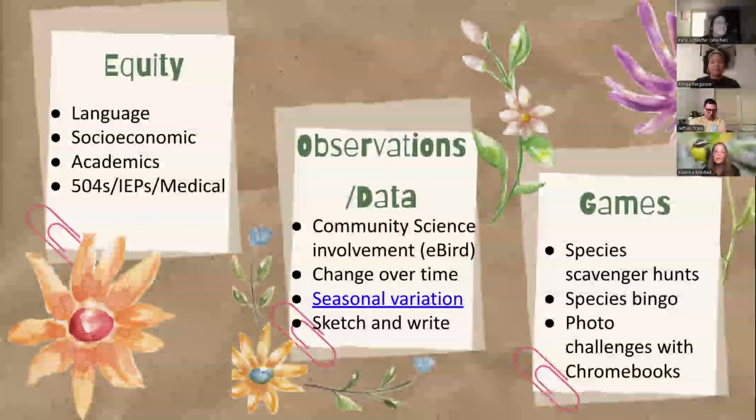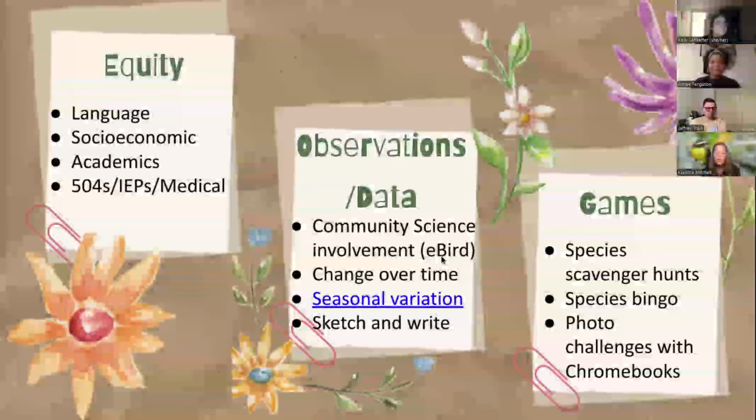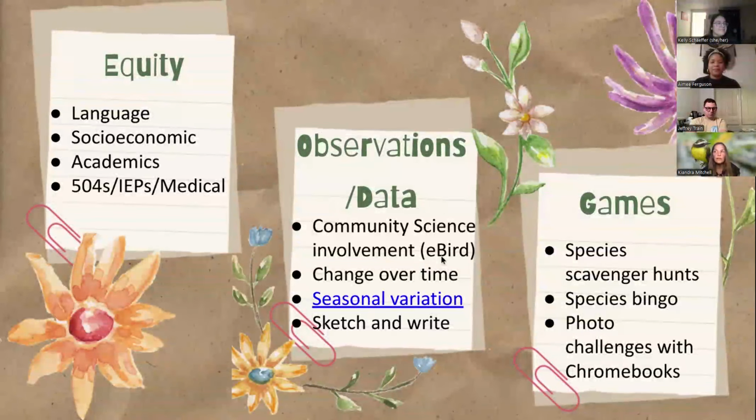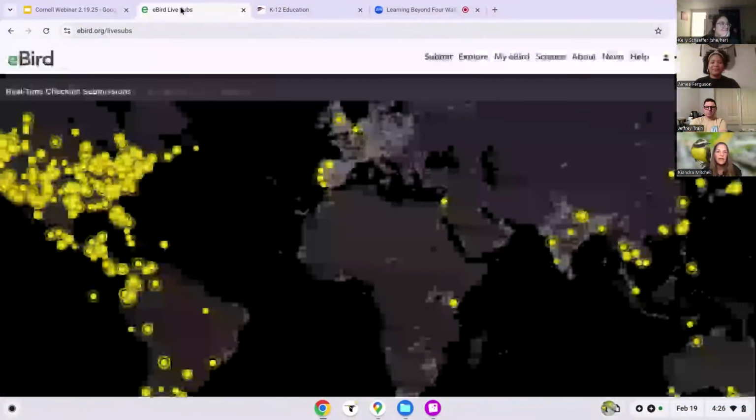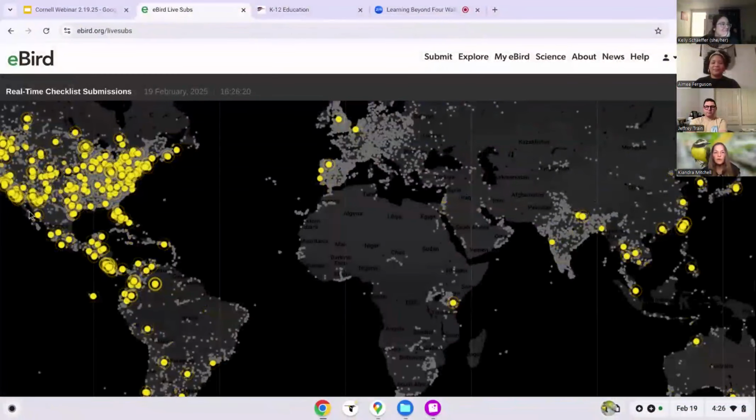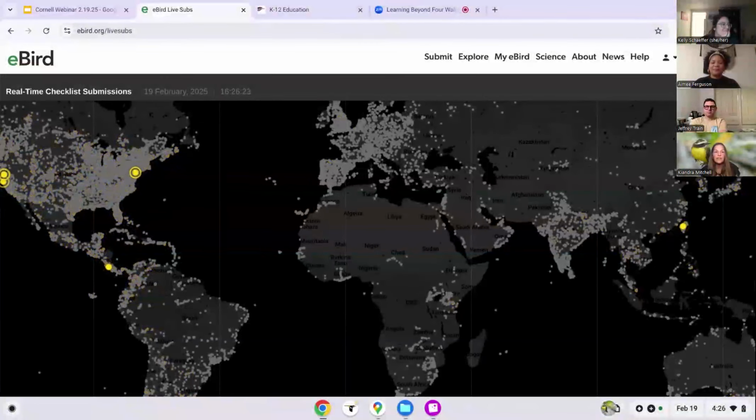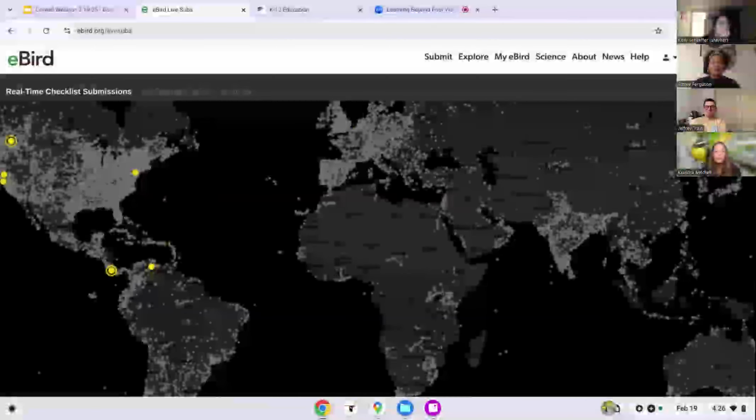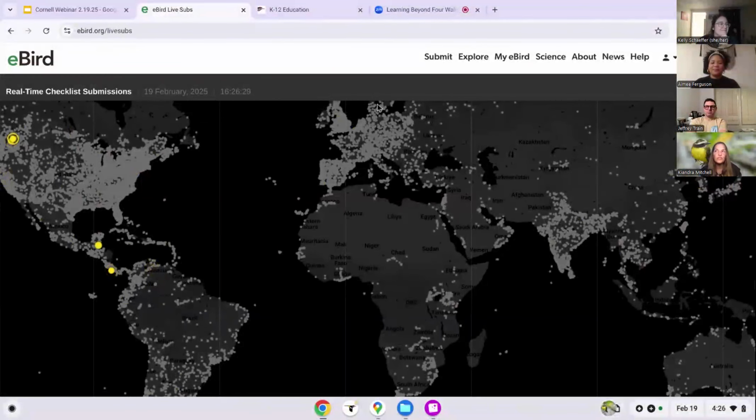With the observations and data, we do use eBird, and the students quite literally cheer when they see our list get submitted. On the submission map, which I have going right now, when they see our yellow dot light up, they get so excited because they know, hey, we did that, we contributed that. It's amazing. They really feel part of a larger world when they see these submissions from other people, like there's California. They feel that connection.